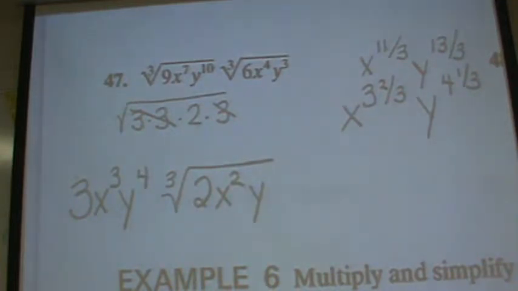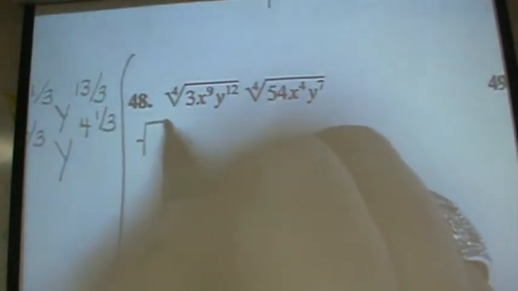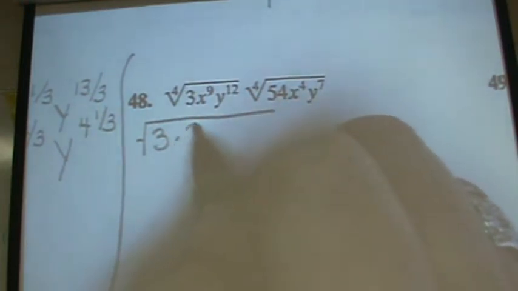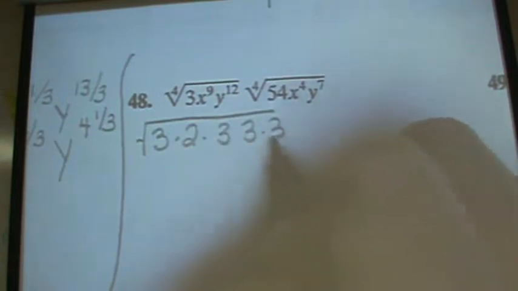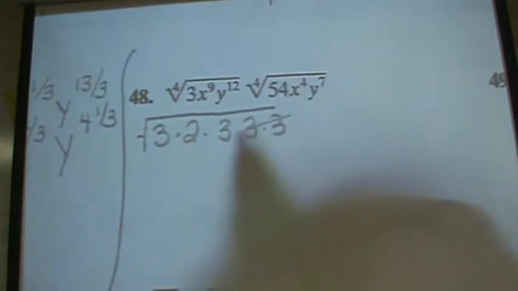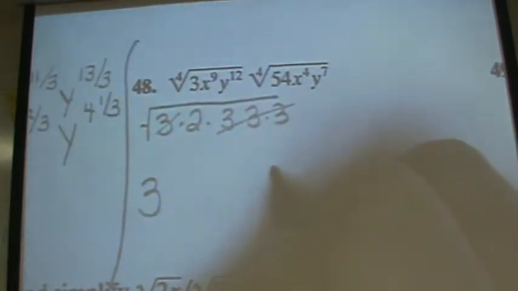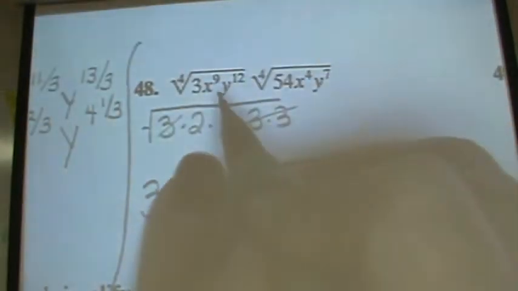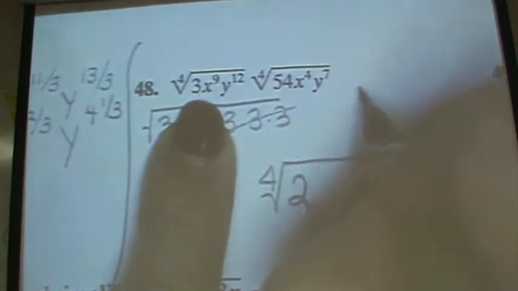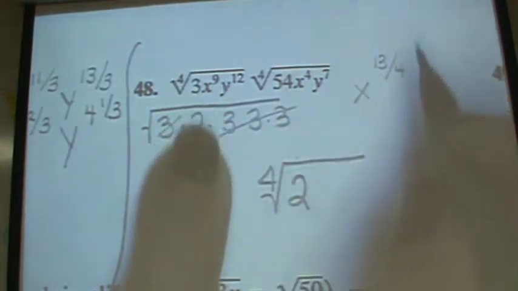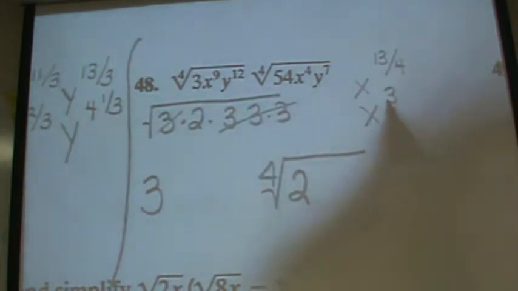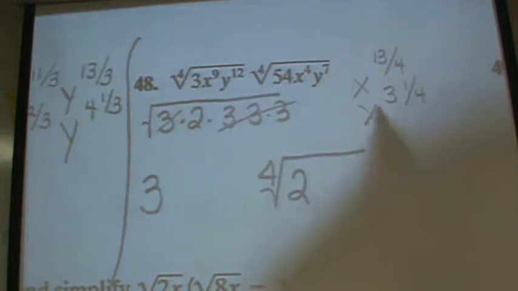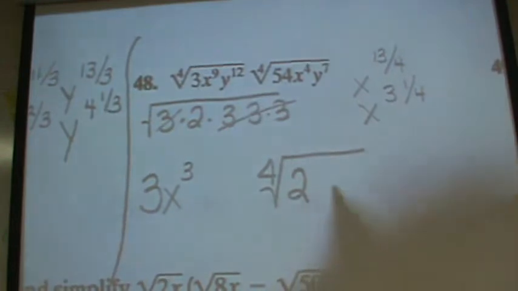Next one, number 48. Got 3 and 54. Same thing. 54 is 2 times 27. 27 is 3 times 3 times 3. So I'm looking for 4 of a kind. Well, I have 4 3s here. So these come out. And then we have the 4th root of 2. Now again, you're going to add up your x's. So that's 9 and 4, which is 13 over 4. Convert that. That would be 3 and 1/4. So we have x to the third with 1 left over x.